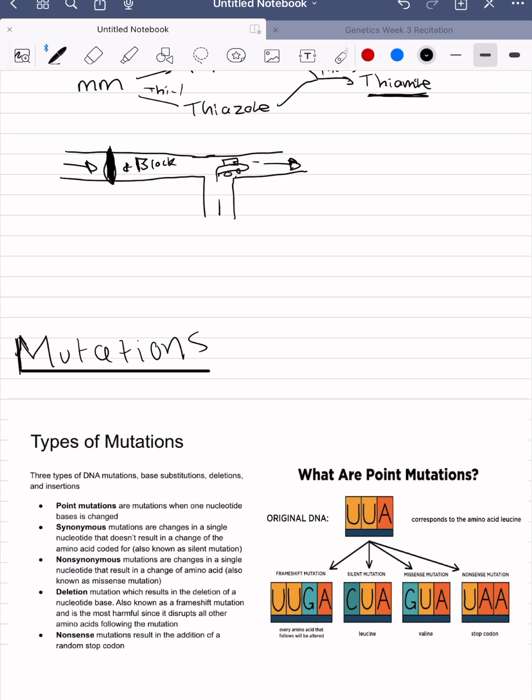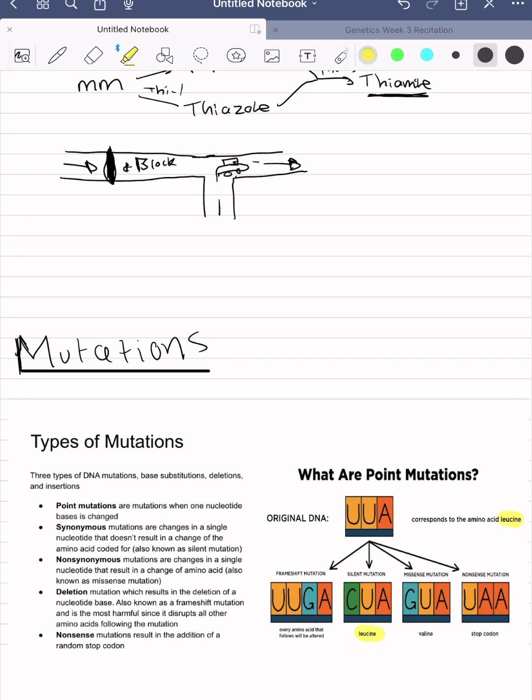You have synonymous mutations, and synonymous mutations are mutations that change a single nucleotide that does not result in a change in the amino acid sequence that is coded for. So in this example right here, we can see that the original DNA corresponds to leucine. If we were to change the U right here to a C, it still produces leucine. So this would be a synonymous change. It would not impact the protein that's produced. It would not impact the amino acid sequences that are being coded for.